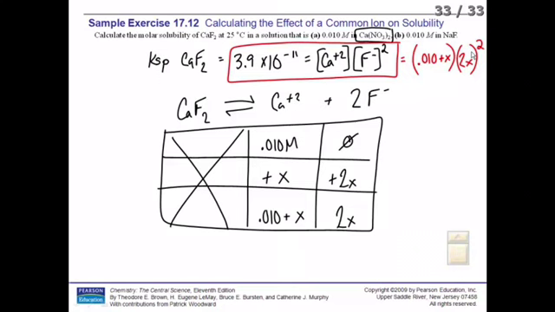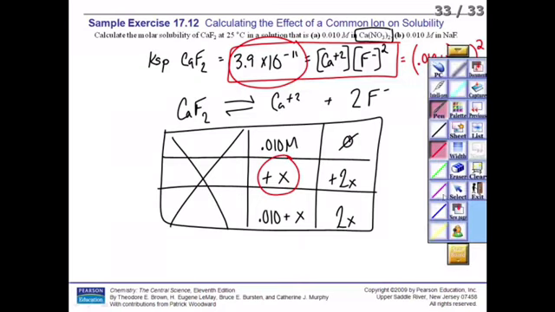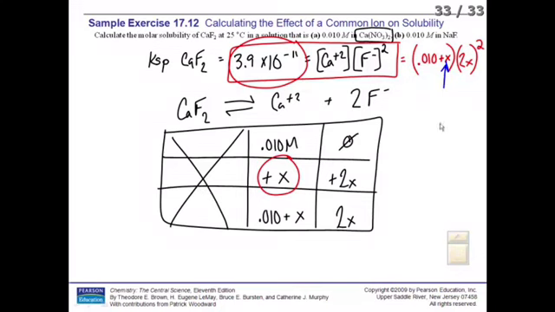Here is the best part about this. Because his KSP value is so low, look at the KSP value, really small, would you expect this x to be a considerable addition compared to 0.01? Do you guys remember the 5% rule? It's the same deal here. So you take the 3.9 times 10 to the negative 11th, divide it by 0.01, times 100. Oh guys, that is so minuscule, tiny, that we really don't have to worry about the addition of this x. So you get to simplify this by throwing this x out. Technically what you're left with is 3.9 times 10 to the negative 11th equal to 0.10 times 2x, and that would be squared.